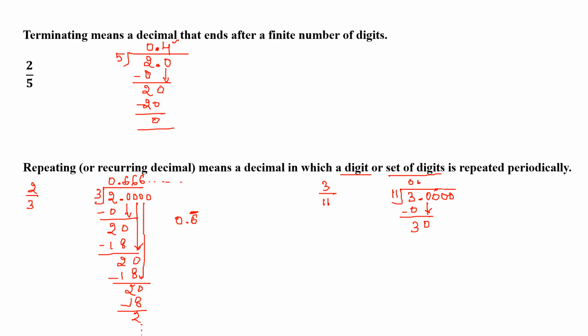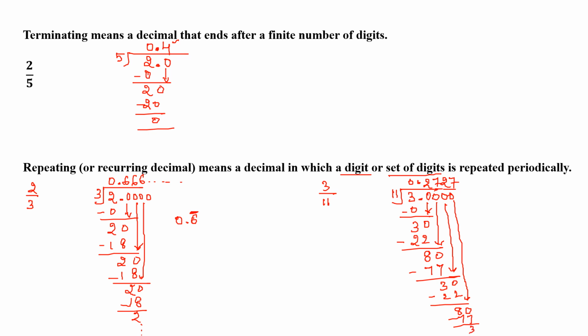Now 11 times 2 is 22. So my remainder is going to be 8. Now I will bring down another 0. 11 times 7 is 77. Now again I am getting remainder as 3. Now I am going to pull down another 0 here. So 11 times 2 is 22. My remainder is 8. Again I am going to pull down another 0 here. So 11 times 7 is 77. So again I am getting remainder as 3.